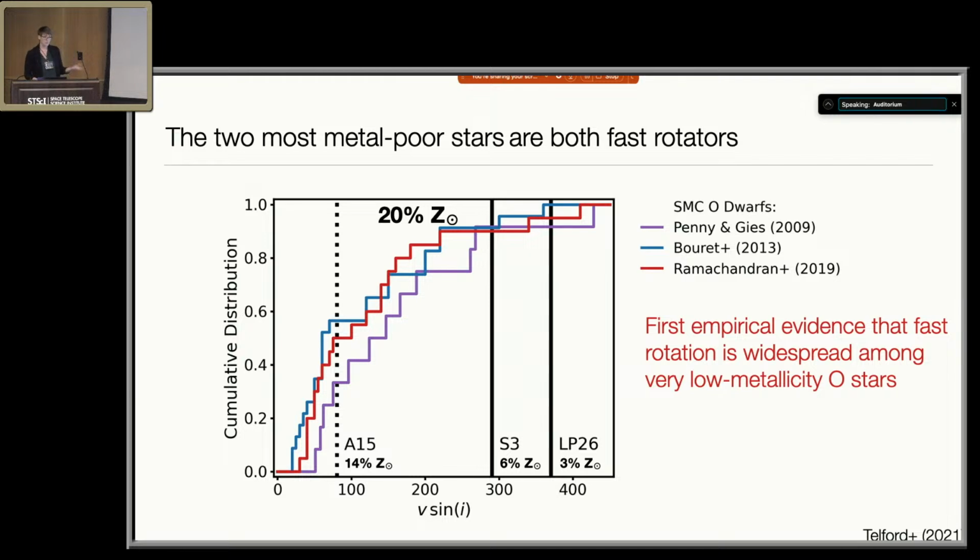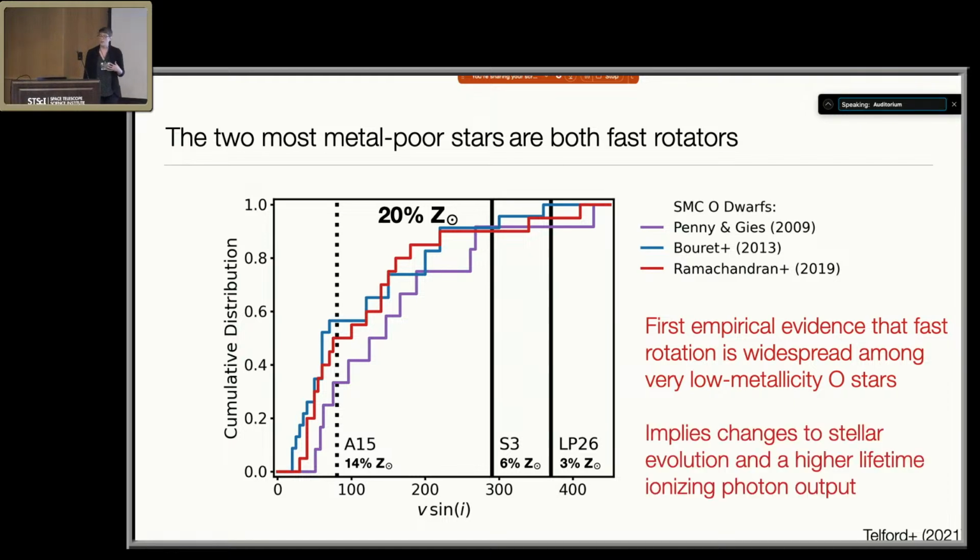And this is the first support we have for the theoretical expectation that fast rotation is more common at these very low metallicities. And if true, this is important to include in stellar evolution models because rotation induces additional mixing and boosts surface temperatures and lifetimes, which will boost the lifetime ionizing photon production of these O stars.